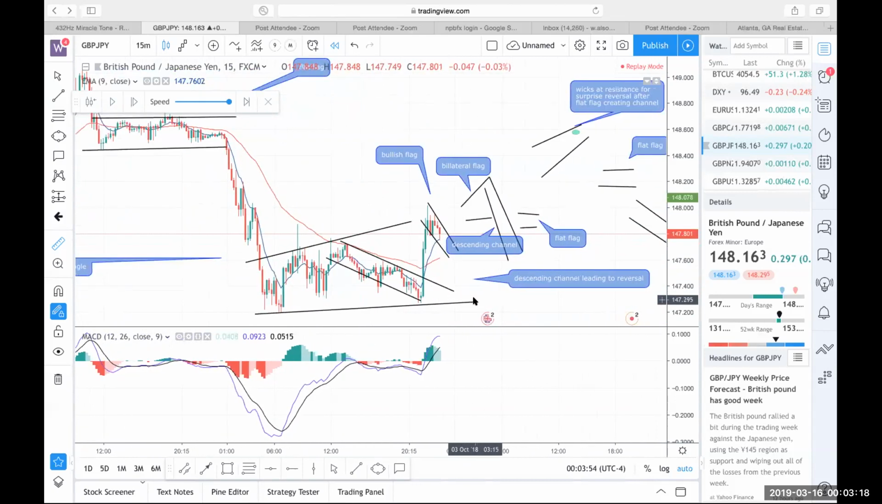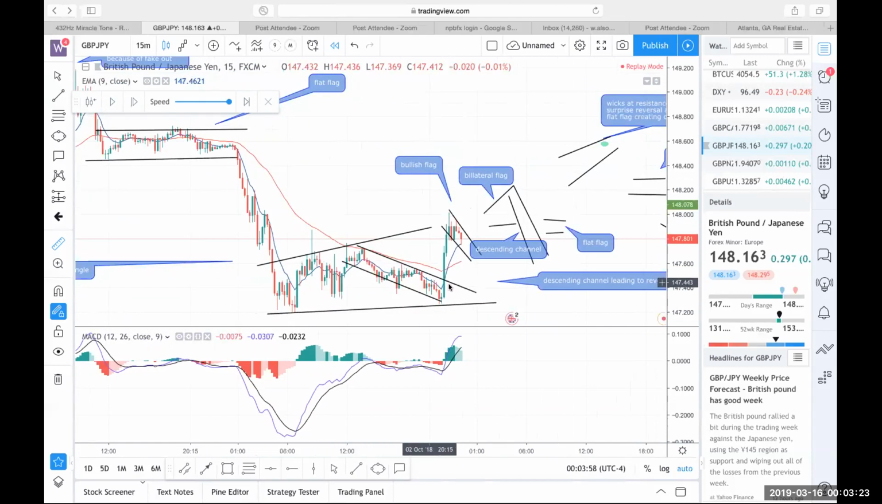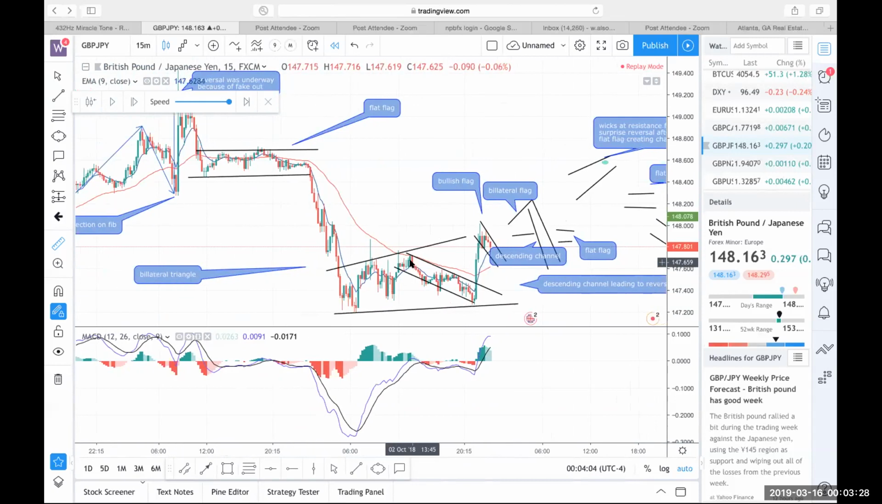A descending channel leading to a reversal within an expanding. Well, this is actually a bilateral triangle. I meant to say a bilateral. When you're dealing with bilateral patterns, you always want to pay attention to about halfway to the end of it, because it could go either way. So the last little bit of that pattern will tell you what could potentially come. And we had a descending channel leading to the impulse up.